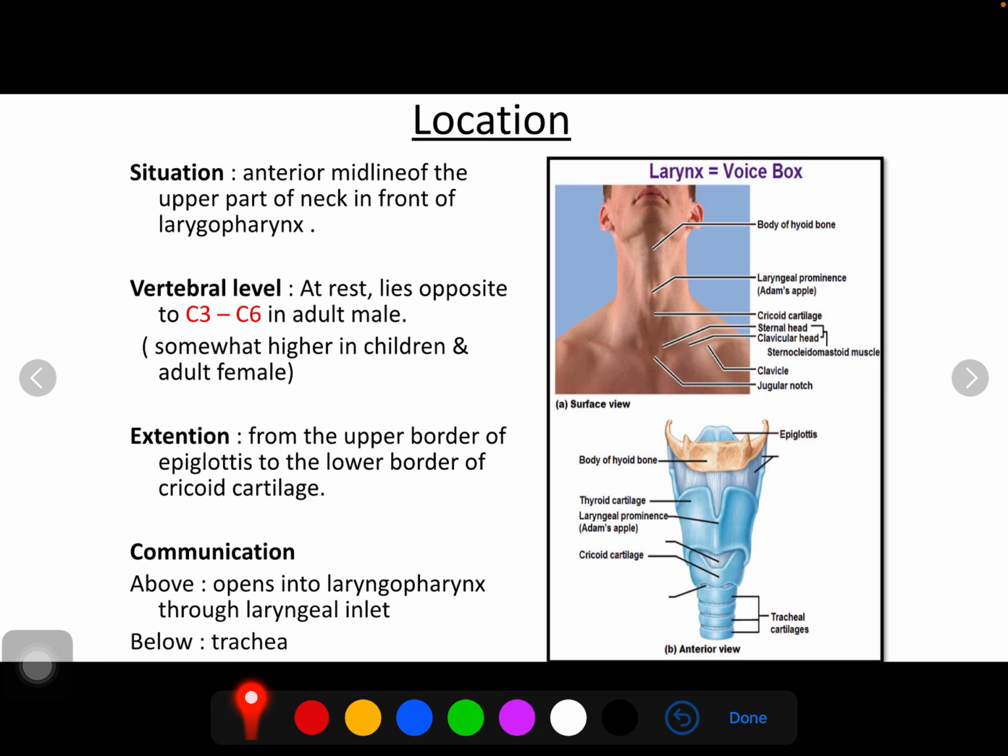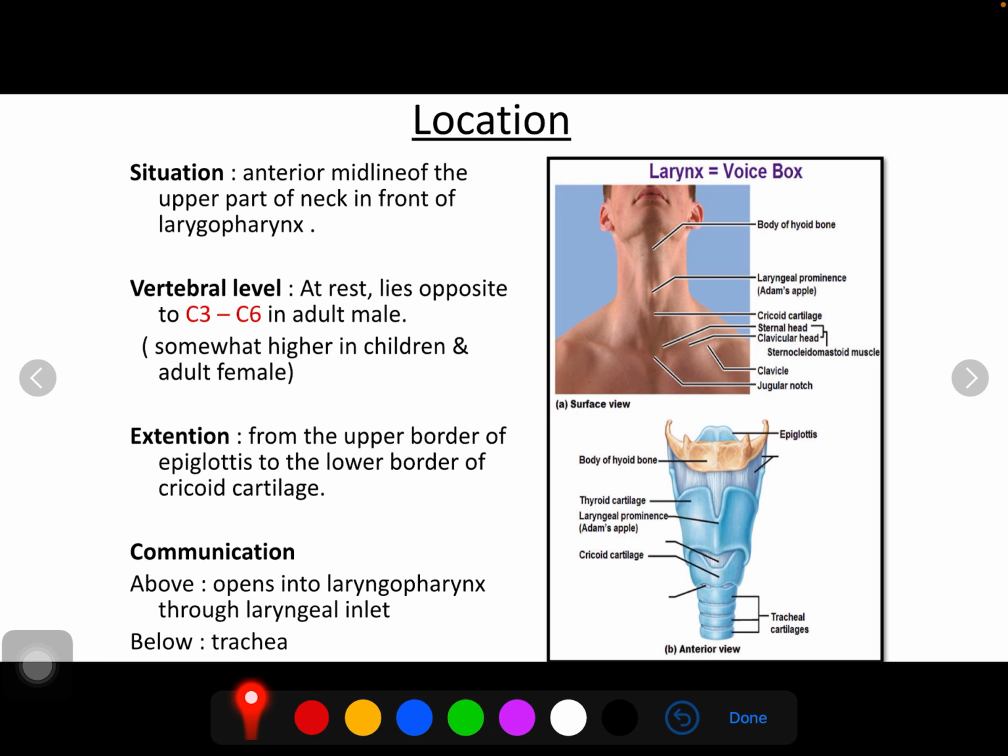The next one is the extent. It extends from the upper border of the epiglottis to the lower border of the cricoid cartilage. In the upper part, it opens into the laryngopharynx through the laryngeal inlet, and it is continuous with the trachea below. There is a difference in the larynx of males and females.